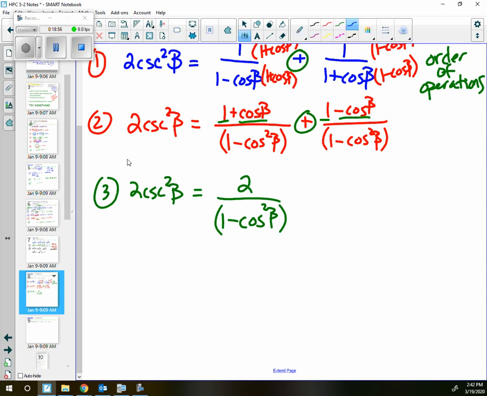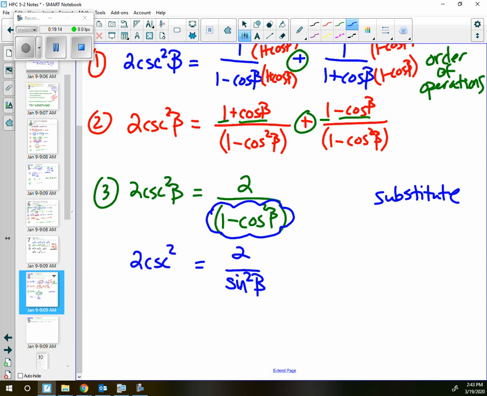Let's take a look at the denominator now. We must have to do some substitution because I don't have the same functions on each side of the equation. So let's see if we can substitute. Let's look at the denominator. 1 minus cosine squared is, look at your Pythagorean identities, sine squared of beta. I think that gets us into a really good position here because we can make another substitution.